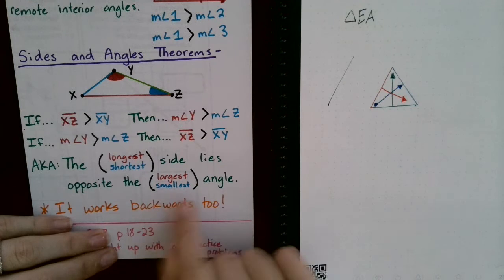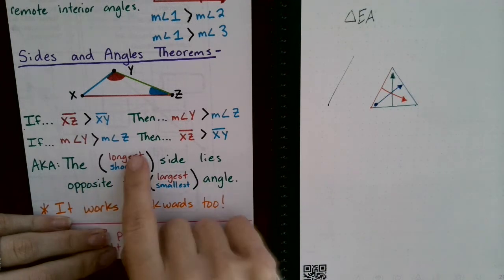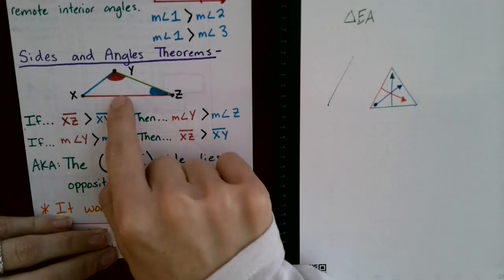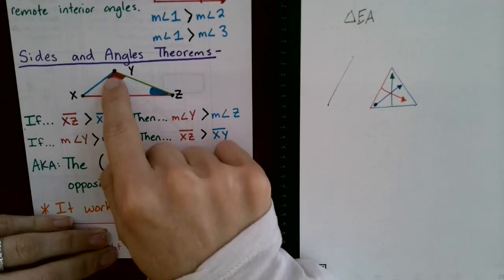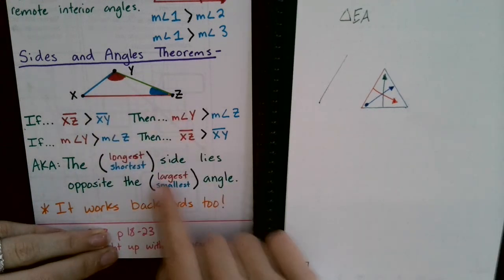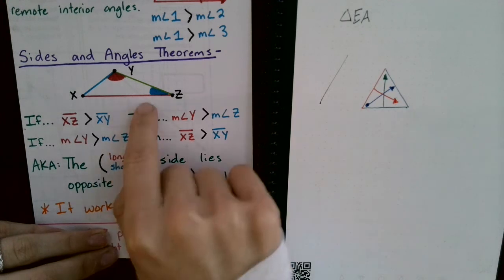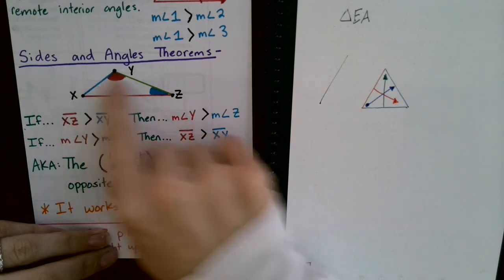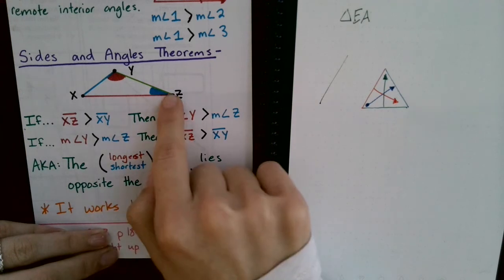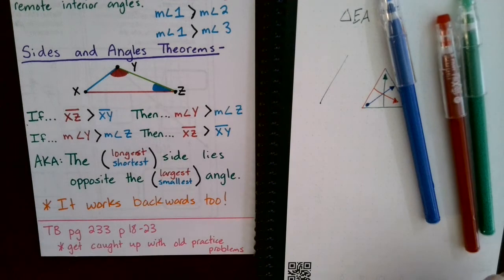It works backwards too. So we could read this as the largest angle lies opposite the longest side. So if xz is the longest side, then the angle opposite of it, angle y, must be the largest angle. And the same thing is true. The smallest angle lies opposite the shortest side. So if xy is the shortest side, I think I even said that backwards. Smallest angle, so z is the smallest angle, xy is the shortest side. But we get the idea here, okay?